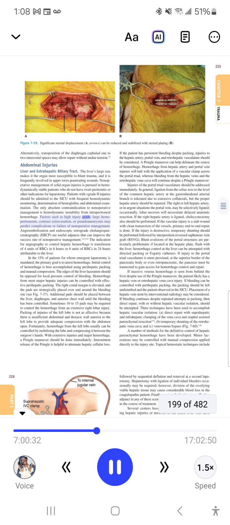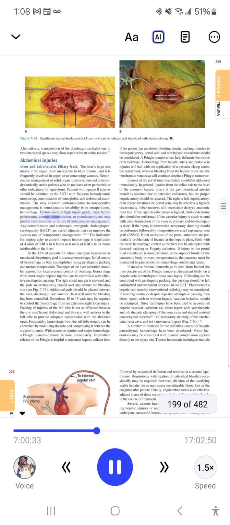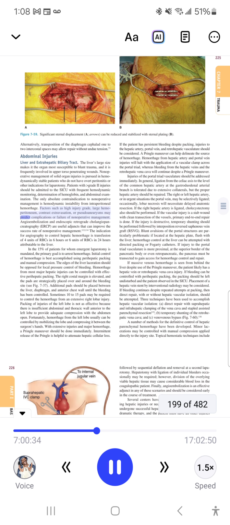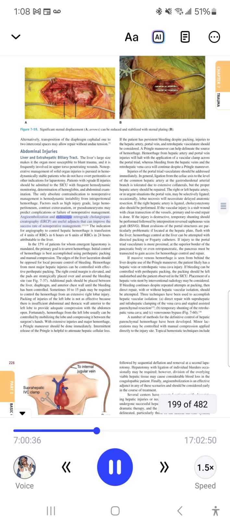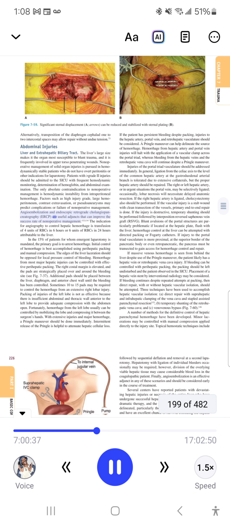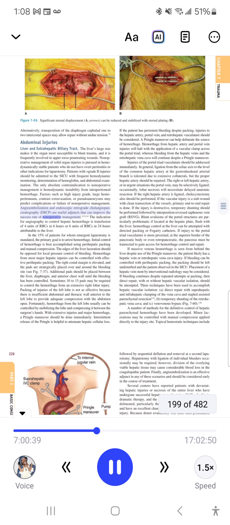Factors such as high injury grade, large hemoperitoneum, contrast extravasation, or pseudoaneurysms may predict complications or failure of non-operative management. Angioembolization and endoscopic retrograde cholangiopancreatography (ERCP) are useful adjuncts that can improve the success rate of non-operative management.